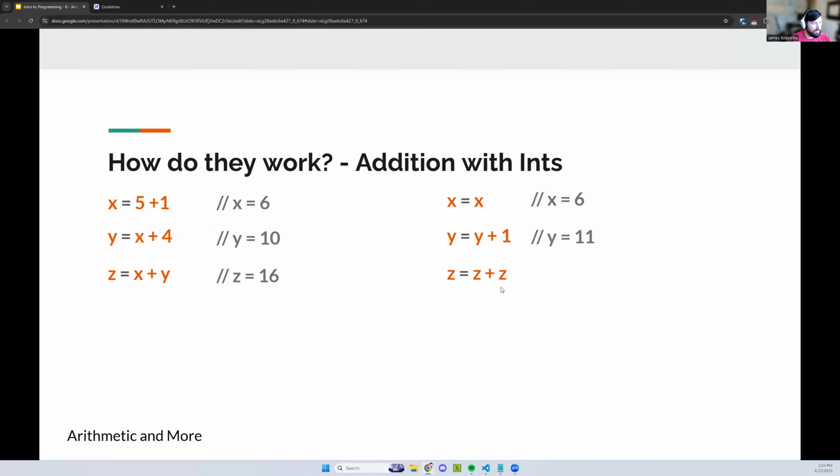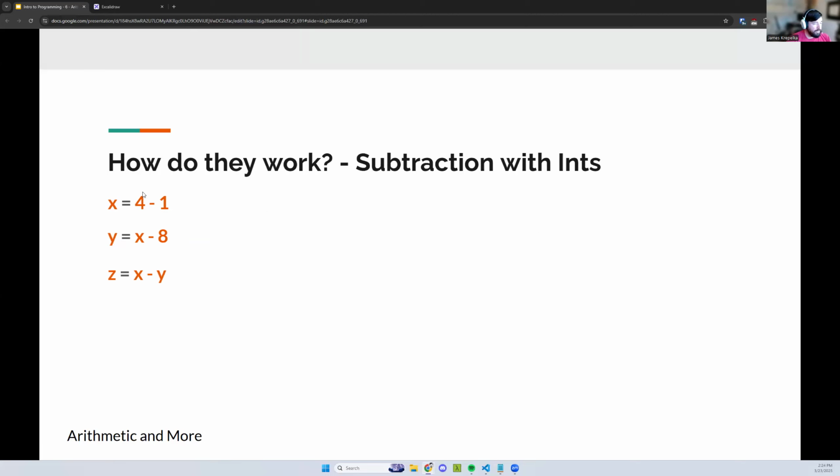And this one's interesting. z equals z plus z. So it's going to take 16, add it to 16, which is 32, and it's going to store 32 in z. Right? Kind of getting the hang of it? Cool. And if not, rewatch it and keep following through these practices.